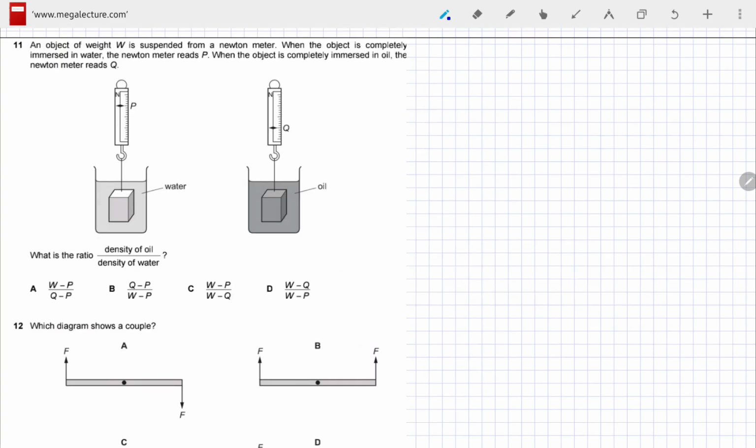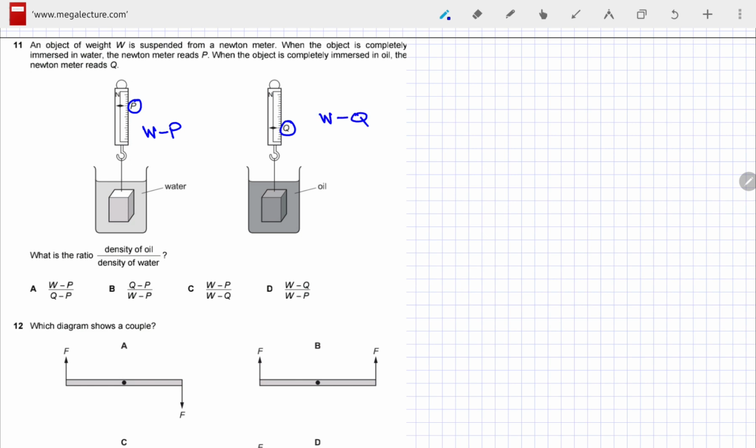Question number 11, we have an object of weight W suspended from a Newton meter. When the object is completely immersed in water, the Newton meter reads P, and when it's completely immersed in oil, it reads Q. So we know the Newton meter measures the upthrust force. For the first diagram, the upthrust force will be equal to W minus P, and for the second diagram on the right hand side, it would be W minus Q.